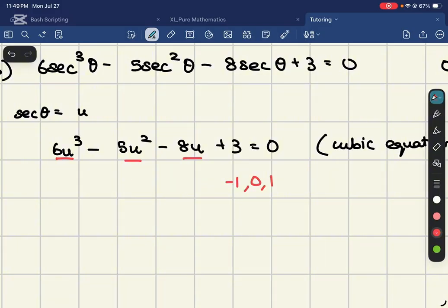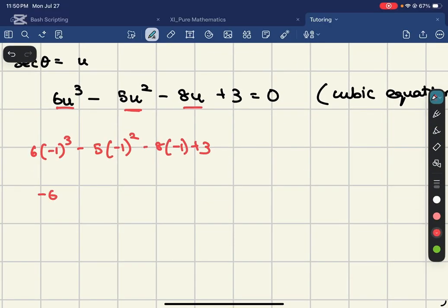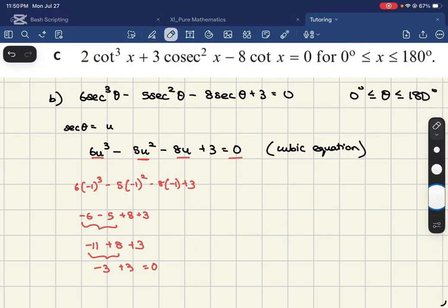So I substitute negative 1 here, I get negative 6. I substitute negative 1 here, I still get minus 5, right? So I'm just doing 6 times negative 1 cubed minus 5 times negative 1 squared minus 8 times negative 1 plus 3. All right, so when I do this, I get negative 6 minus 5 plus 8 plus 3. So minus 6 minus 5 is negative 11 plus 8 plus 3. This gives me minus 3 plus 3 gives me 0, which is what I have on my right-hand side. So substituting in negative 1 works.